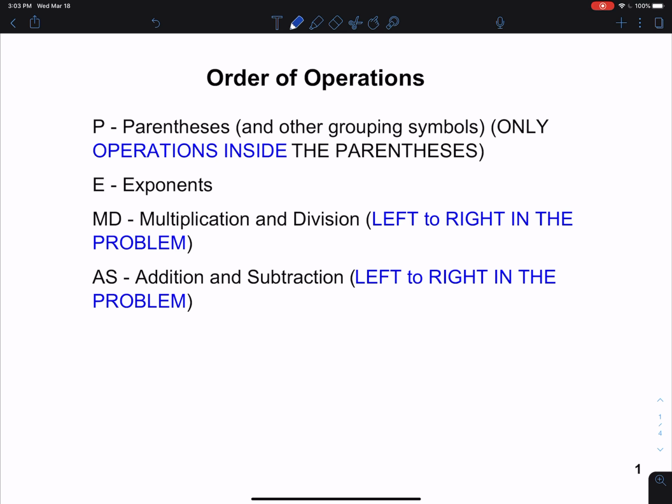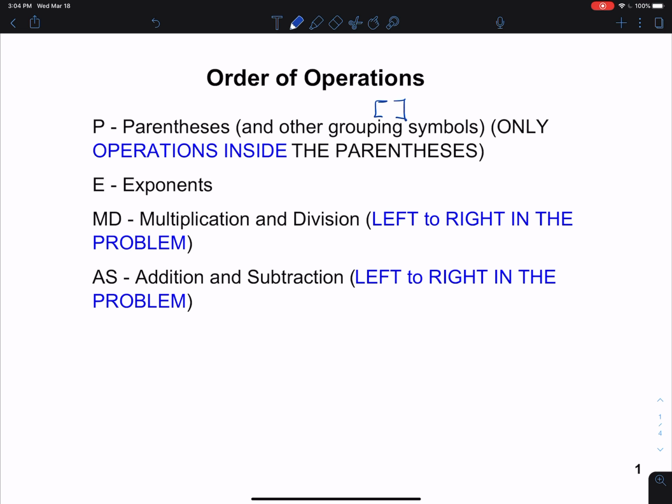The order of operations is normally remembered with the acronym PEMDAS, or the phrase Please Excuse My Dear Aunt Sally, to remember those letters. The P stands for parentheses and any other grouping symbols, so sometimes you'll see brackets as well. And the P for parentheses tells us to do the operations inside of the parentheses. So you have to be careful. Sometimes you'll see parentheses just as part of multiplication. We won't do them in this step. We'll only do things inside the parentheses.